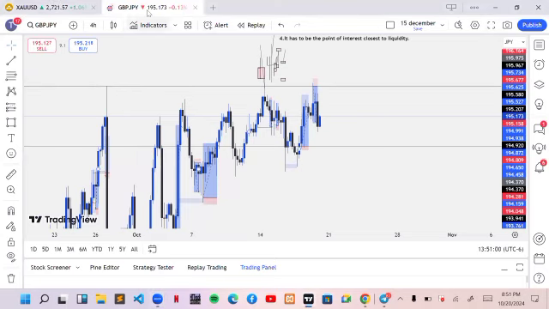Trade I took on DG. I didn't take a trade on DG. The breaker block was on BTC, I think.